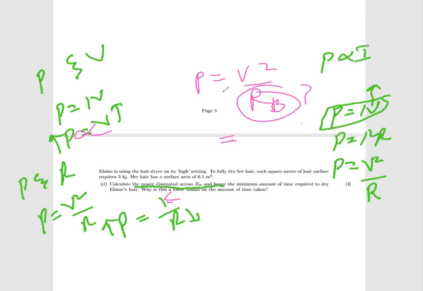Okay, and I have another question for this. The power dissipated across RB. Does RB equal R2? No. R2 is the parallel combination of RA and RB.